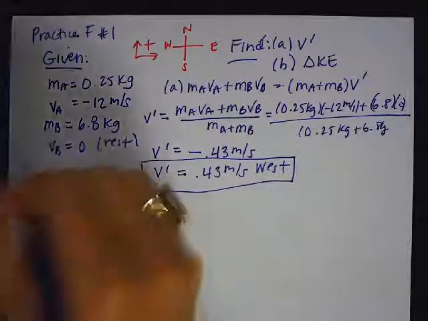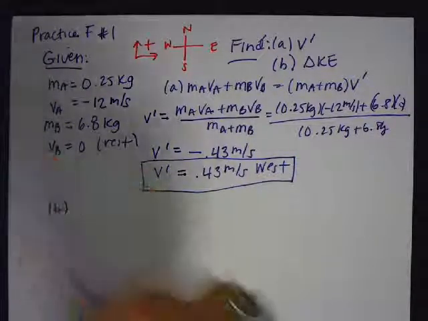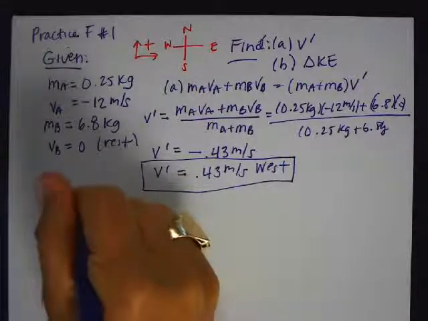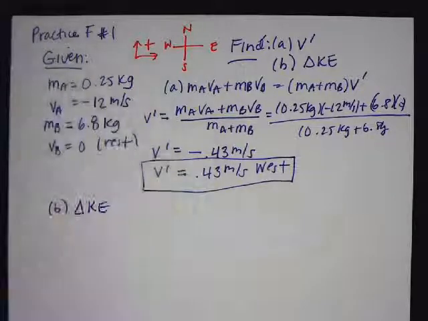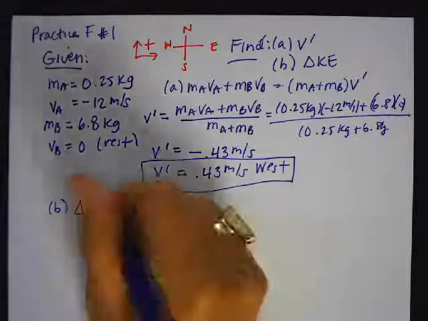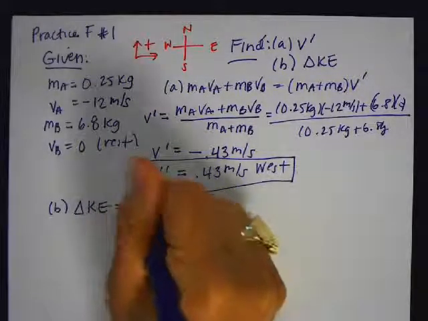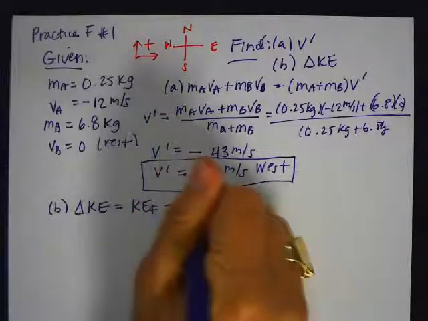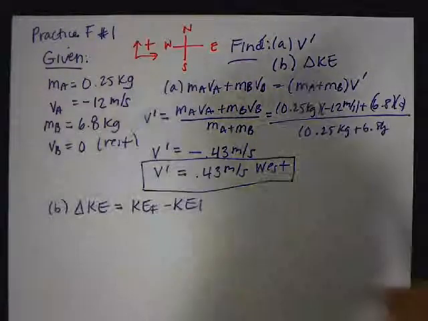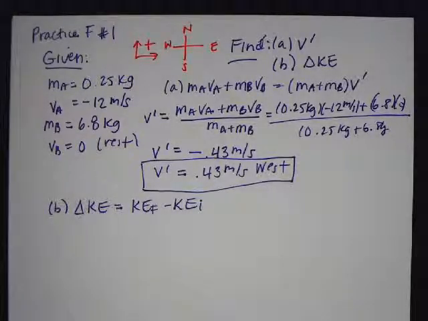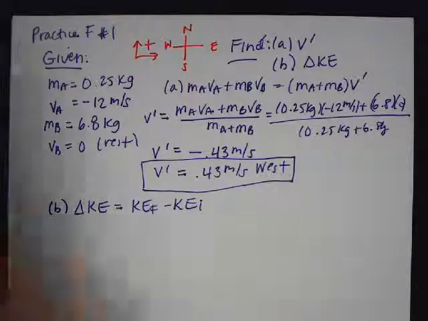All right, let's look at part B. So part B says find the change in kinetic energy. So change is the symbol delta. We want to find the change in the kinetic energy. And the change in the kinetic energy would be the final minus the initial. Well, what is kinetic energy? Well, I know kinetic energy is 1/2 mv squared. So I could either do this as one long line, or I could do it separate. What I'll do is I'll just do it separate so I don't make a mistake.